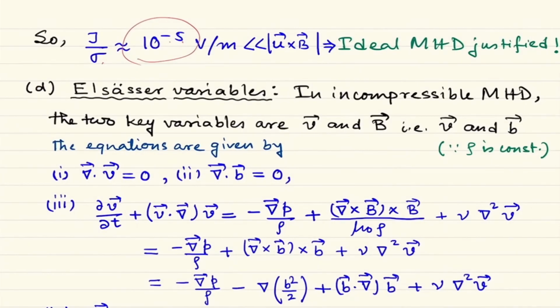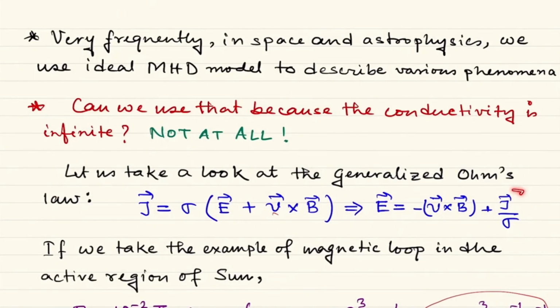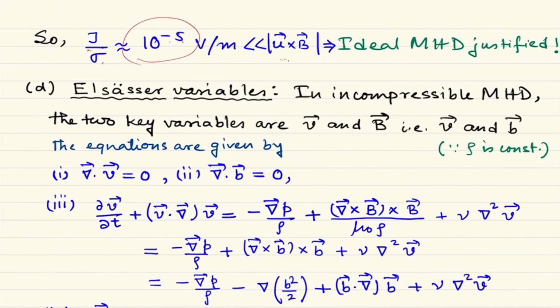So finally, with respect to this one it is very small. This one is larger than this one by a factor of 10 to the 6. And that is why you can say that this term can be neglected with respect to this term, and so you can say E is practically equal to minus V cross B. So your ideal MHD situation is retrieved.